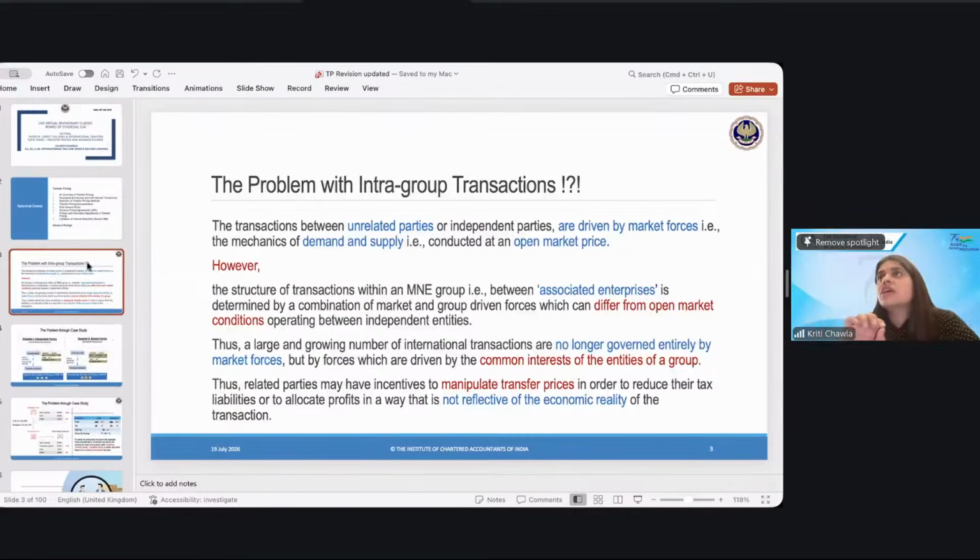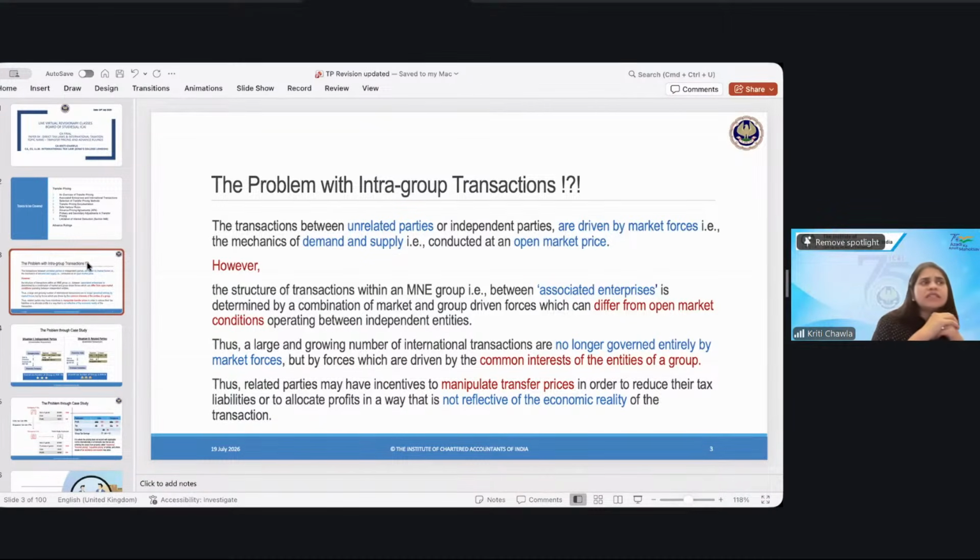Whenever a transaction between independent parties or unrelated parties happens, it is always conducted at the open market price. The seller would always want to sell at the maximum price possible, and the buyer would always want to purchase at the minimum price possible. Through this negotiation, they come up with something called the open market price. So that is about unrelated parties.